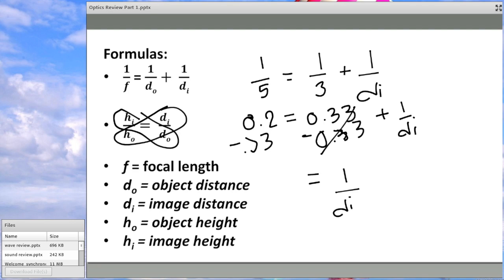And your HI is your image height, I for image. Okay, so these are the formulas that you're going to use in this unit. It's really important that you know them. And it's important that you know what these things are.